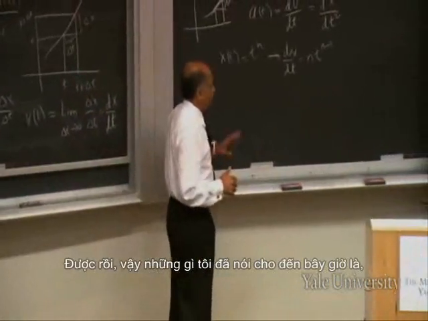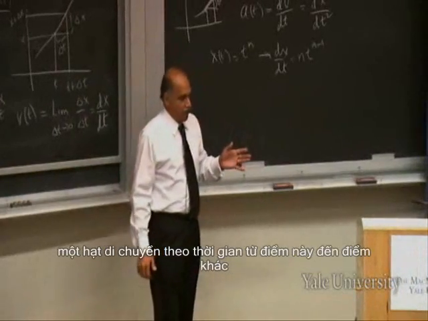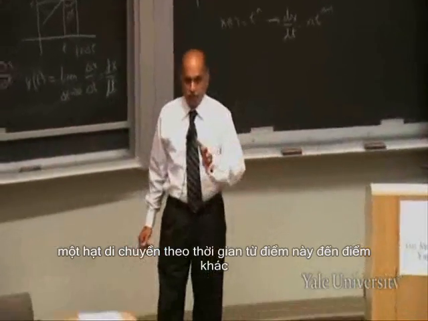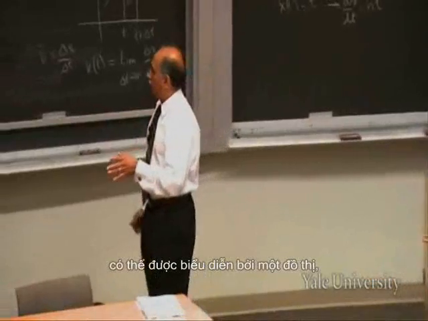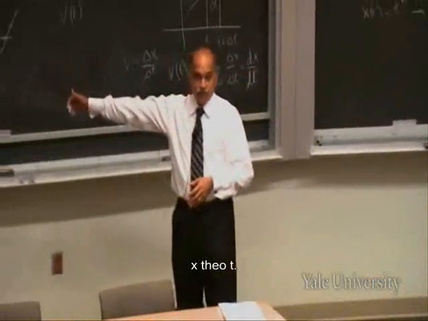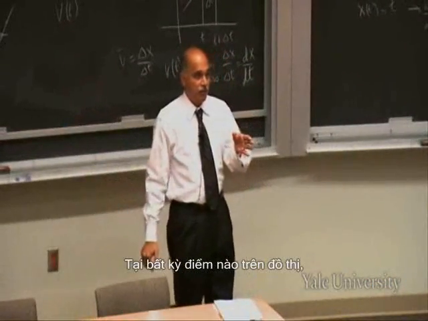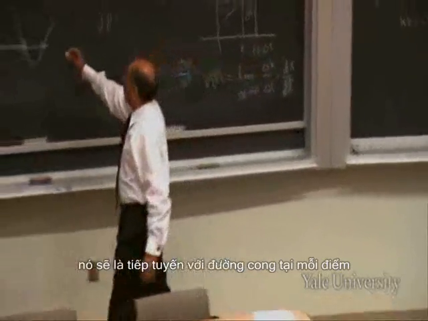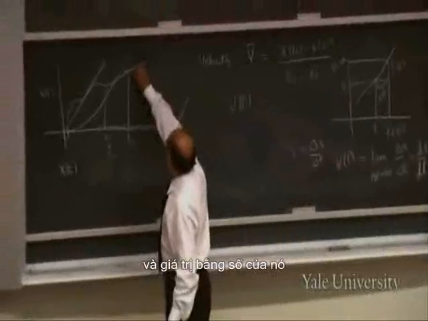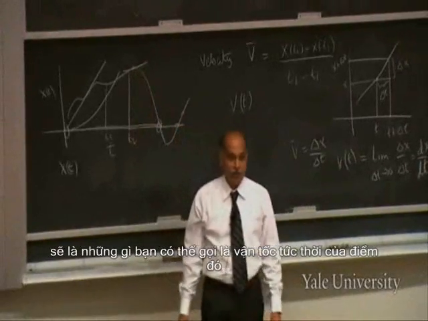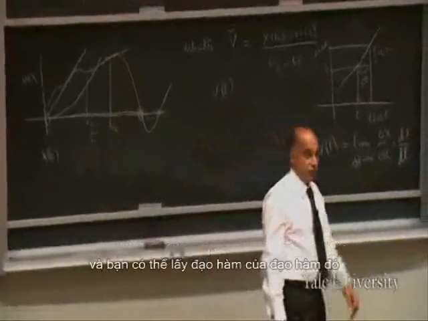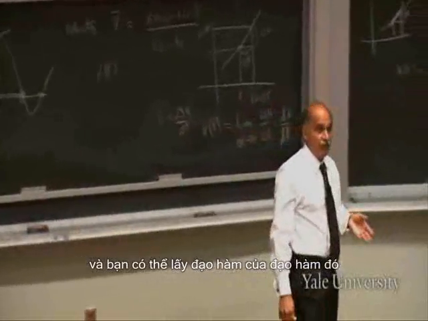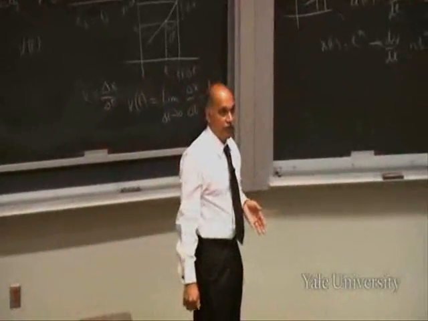Okay, so what I've said so far is a particle moving in time from point to point can be represented by a graph, x versus t. At any point on the graph, you can take the derivative, which will be tangent to the curve at each point, and its numerical value will be what you can call the instantaneous velocity at that point, and you can take the derivative of the derivative and call it the acceleration.